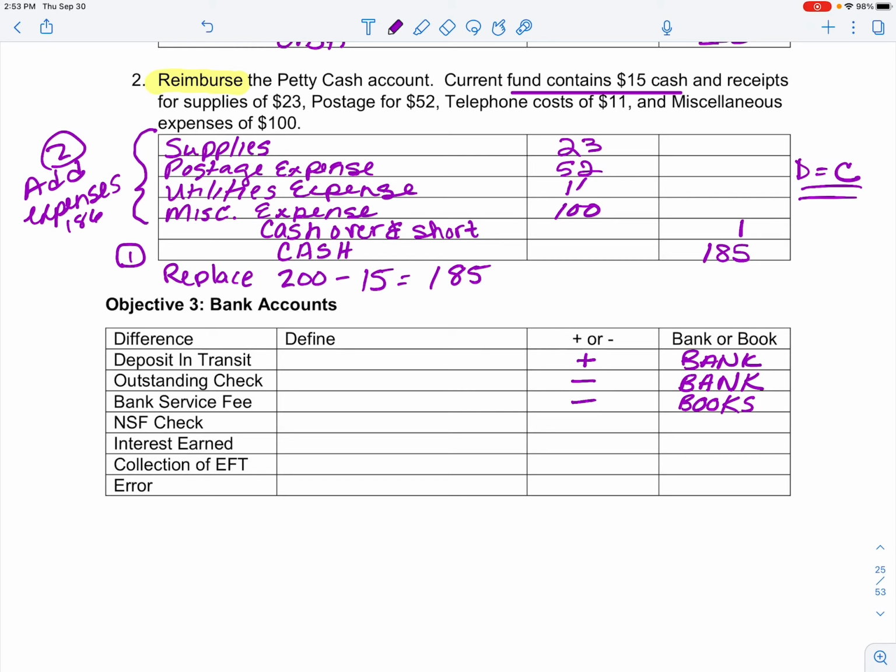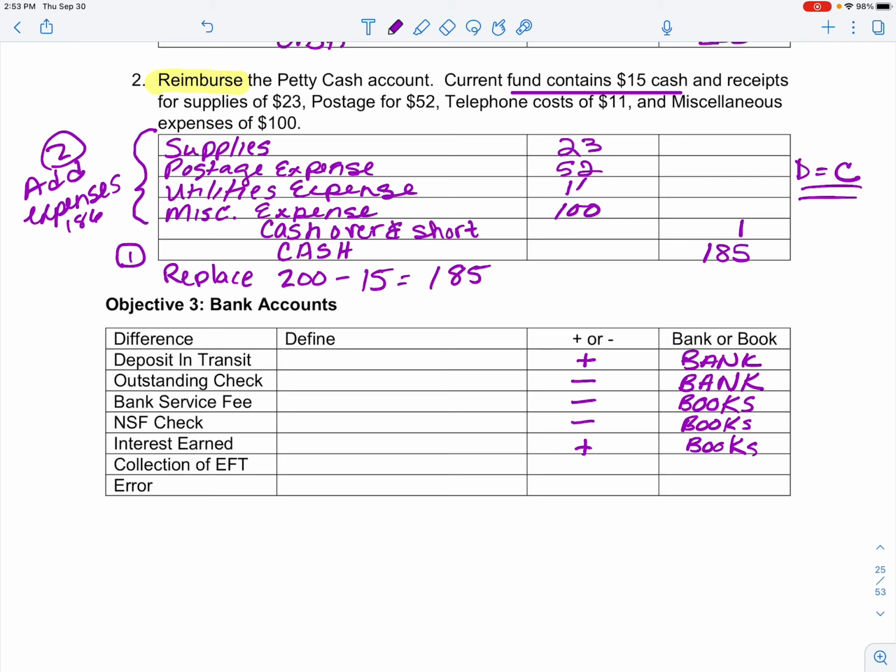A non-sufficient funds check, that's what the NSF is, is a check that we deposited and then the bank went to collect on, but there was no money there. So we need to subtract that back out of our book balance. Sometimes the bank will give us interest. They don't tell us. We're going to add that to the books.